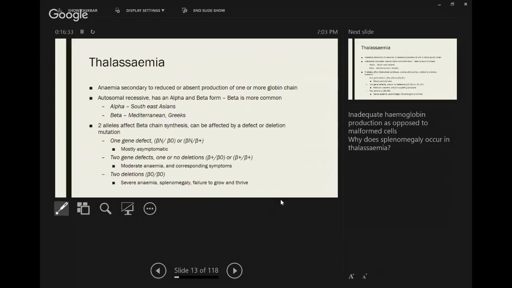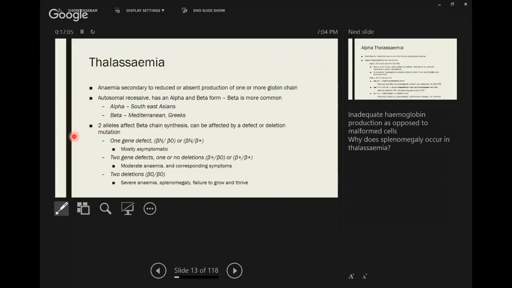So I'll start with thalassaemia. It's because of an abnormal production of a globin chain, so those alpha and beta chains we looked at earlier. It's autosomal recessive and has an alpha and beta form. Beta is more common. Alpha is less common because you have 4 alleles for alpha chain synthesis, so the effect's diluted. Alpha is more common in Southeast Asians, and beta is more common in Mediterraneans and Greeks.